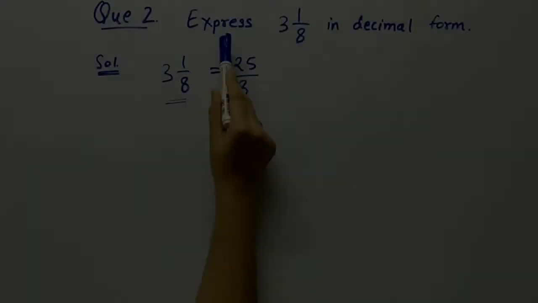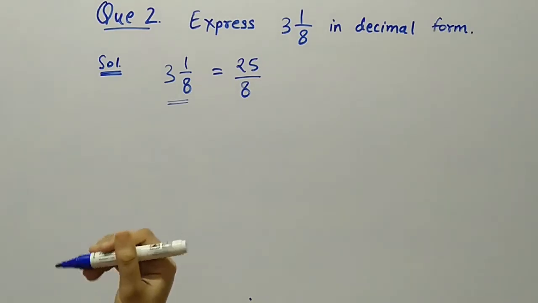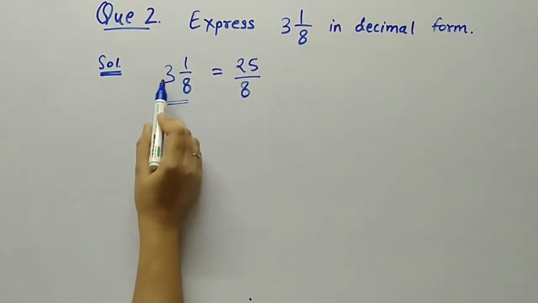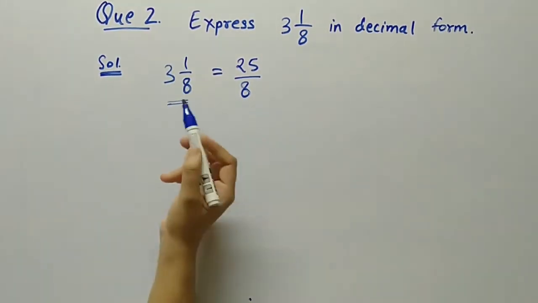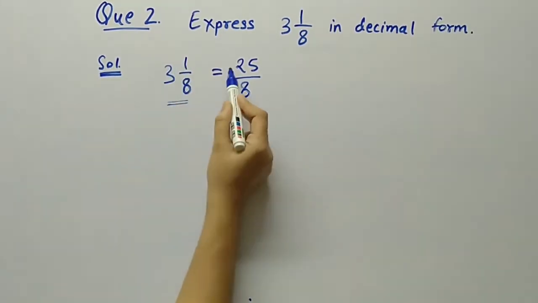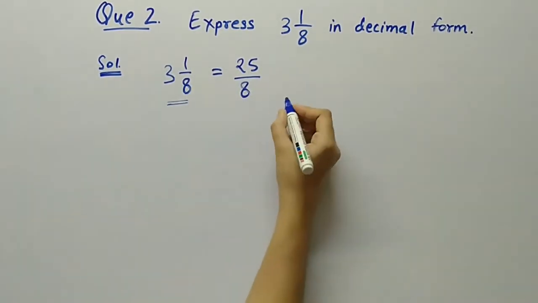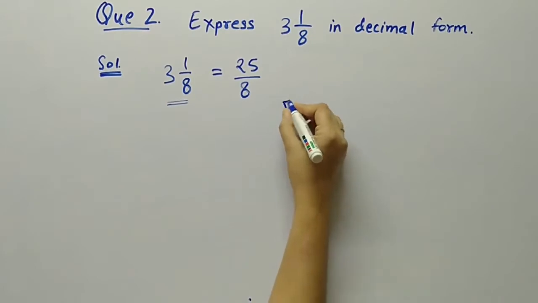Question number 2. Express 3 1/8 in decimal form. So to express 3 1/8 in decimal form, we will convert 3 1/8 into an improper fraction. 8 3s are 24, 24 plus 1, 25. So 3 1/8 is equal to 25 upon 8. Now we will do actual division.